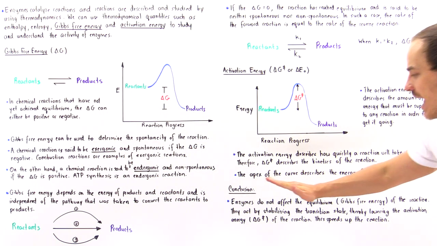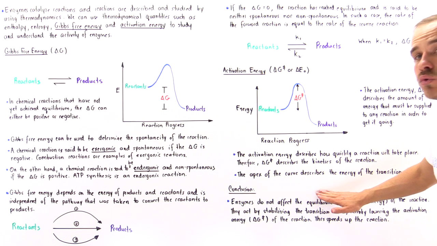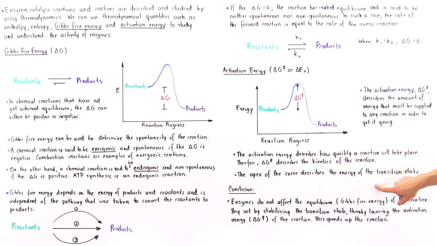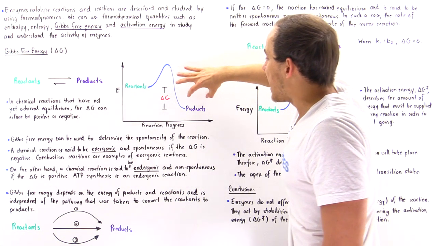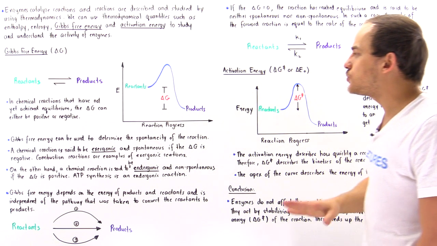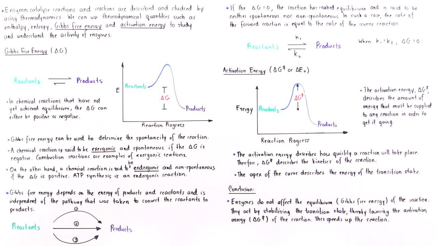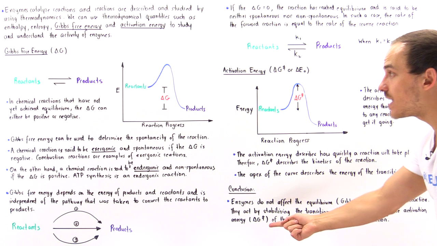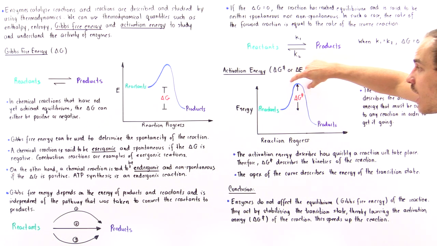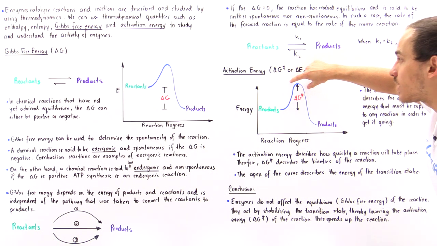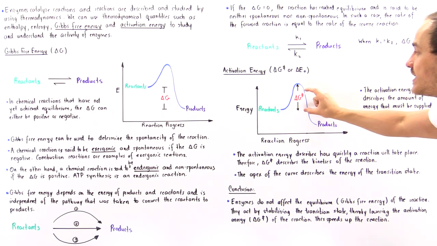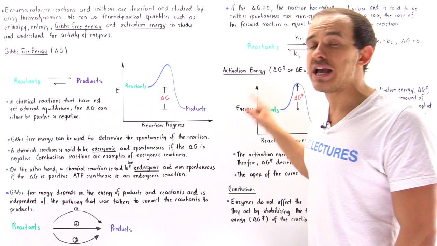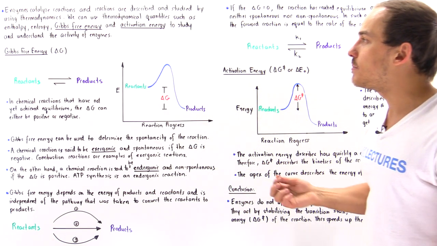So enzymes do not affect the equilibrium. They have no effect on the Gibbs free energy of that reaction. The free energy of the reactants and the free energy of the products remains unchanged in any catalyzed reaction. However, what the enzymes do is they stabilize the transition state, lower its energy, and so they decrease the activation energy, and that speeds up that chemical reaction.